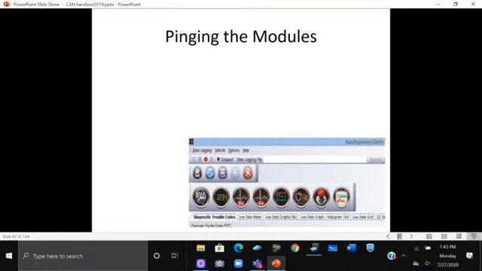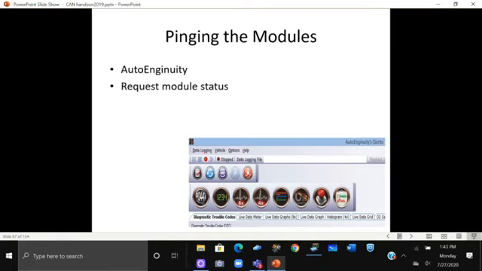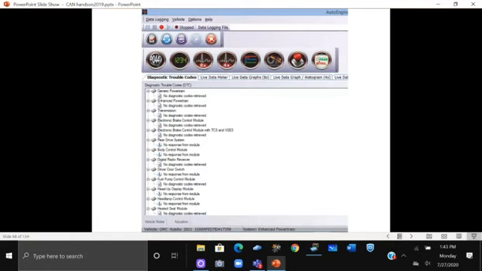Okay, when you first plug in a scanner, and I'm going to use Auto Ingenuity here, just because it's one that'll show up on the screen reasonably well, automatically the scanner goes into the gateway and tells the gateway, please ping the modules and let me know what's here. So it's all part of the startup procedure.